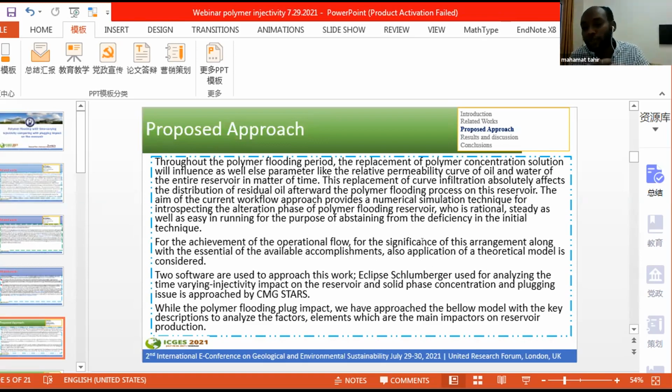Here we have used two software packages to carry out this proposed approach. First, we have used Eclipse for the injectivity while we are injecting the polymer into the well. And another software, CMG, we have used here to have a deeper understanding of the mechanical issue.